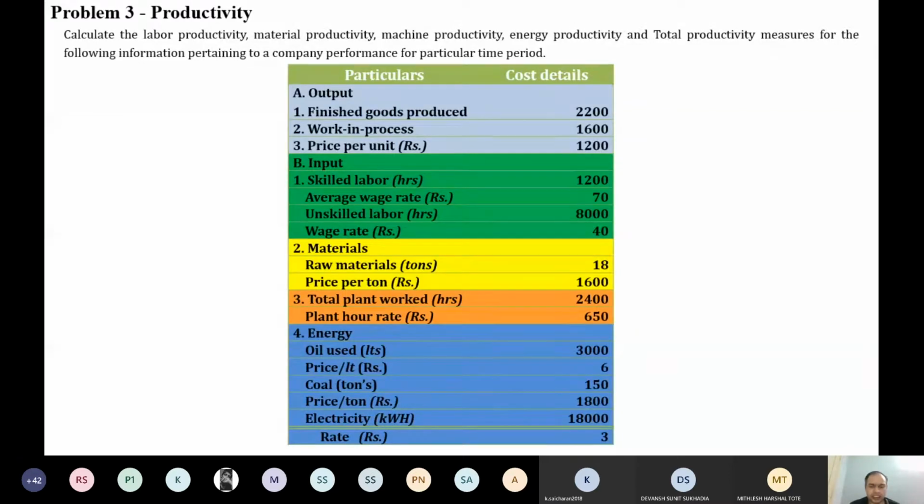Then the energy inputs. In this case the company has used three types of energy inputs. One is oil: they use around 3000 liters, and per liter they have paid 6 rupees. And coal: they have burnt around 150 tons of coal, and the cost of the coal is 1800 per ton. They have consumed around 18,000 kilowatt hours of electricity, but the rate of the electricity per kilowatt hour is 3. So now this is the input given to you. Do you have any doubt in this input?